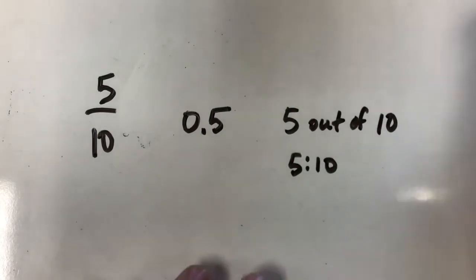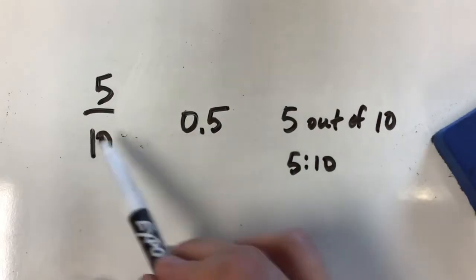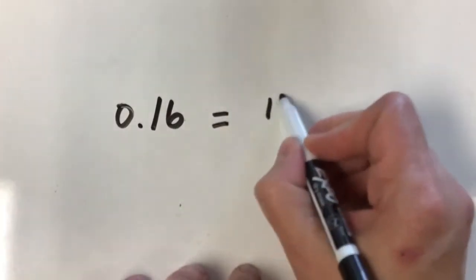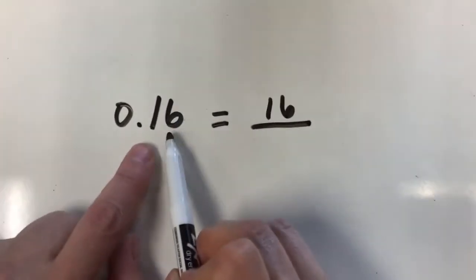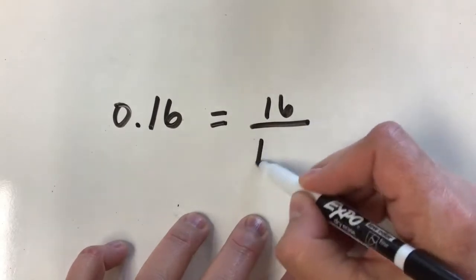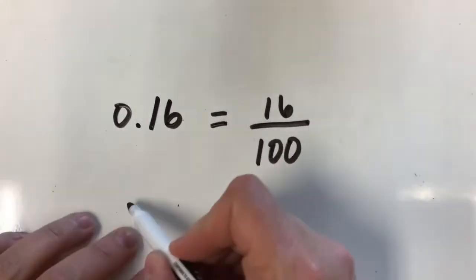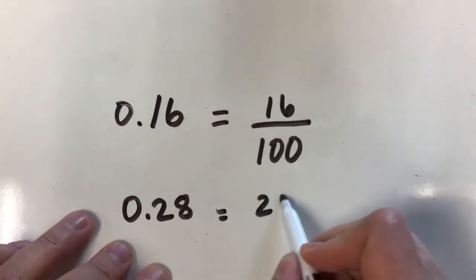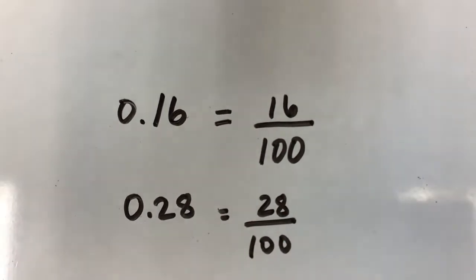So we can write decimals as fractions, as you can see right here. For example, if we had a decimal of 0.16, we would write that as a fraction by taking that 16, and on the bottom of the fraction, we'd write what place value it is. So this is 16 hundredths. Or for example, 0.28, that's 28 hundredths. So we would write it 28 over 100.